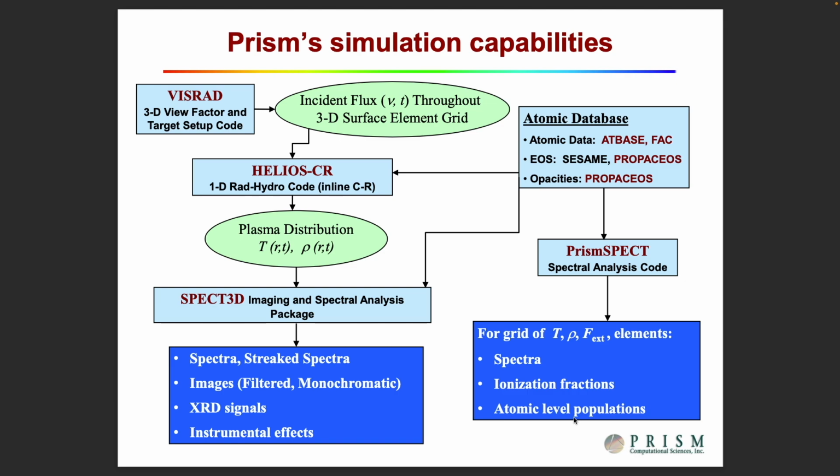Given atomic data, PrismSPECT is able to simulate the spectra, ionization fractions, and atomic level populations for a set of plasma conditions. In this video, we will be using PrismSPECT for two examples. In the first one, we will look at an absorption spectra for an aluminum foil under LTE conditions. In the second example, we will look at argon-doped deuterium under conditions relevant for inertial confinement fusion experiments. Let's do the first example now.